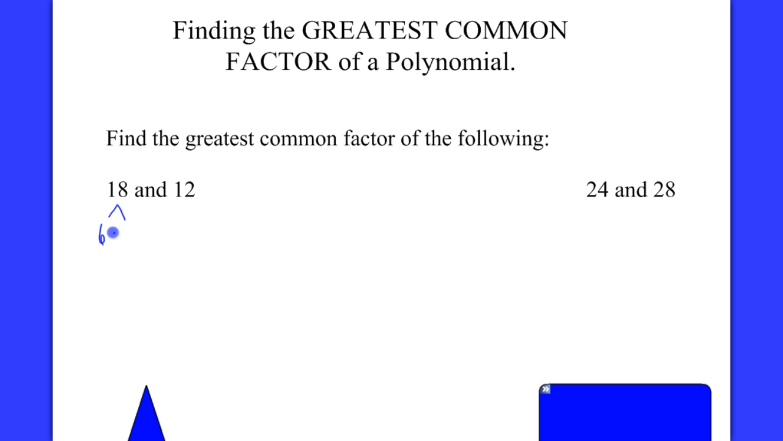6 times 3 is 18. So we write down 6 times 3, and we ask ourselves if one of these numbers is prime. This one is prime, so I keep that, and I continue going with the 6 because 6 is composite. It's not prime. 6 can be multiplied to 3 times 3. No, it's not 3 times 3. It's 3 times 2. Apparently, I can't multiply.